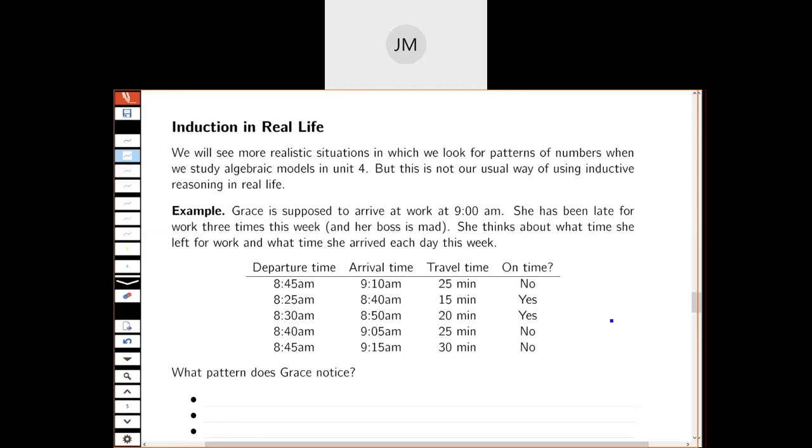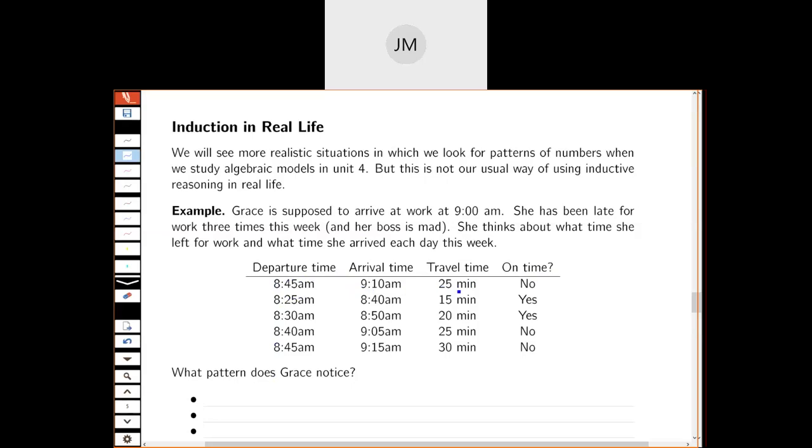So let's jump right into an example. Grace is supposed to arrive at work at 9 a.m. She has been late for work 3 times this week, and her boss is mad. She thinks about what time she left for work and what time she arrived each day this week. So here are our 5 days in the work week. She left at 8:45 and arrived at 9:10. That is not on time. She's supposed to get there at 9 o'clock, right?